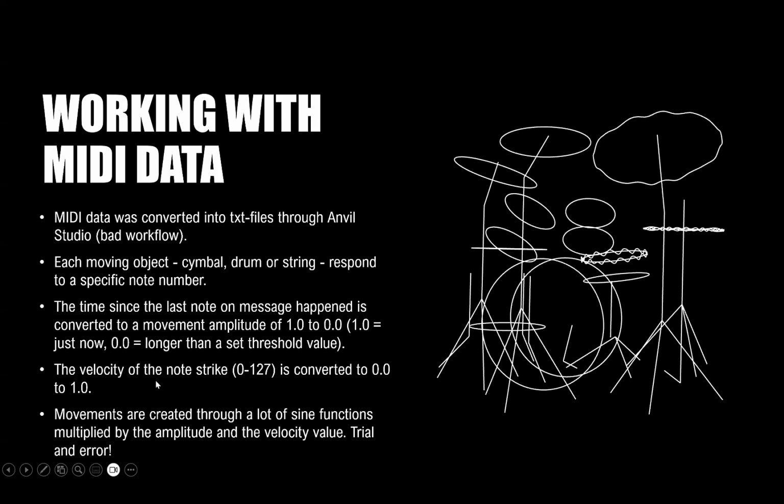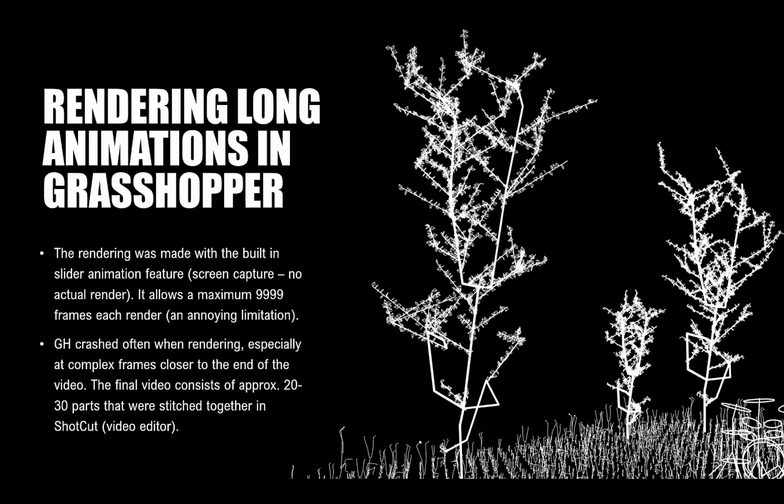So that basically means that if I hit the note really hard in the song, that will create more movement on the string or on the cymbal. And if it's a very soft hit, it will only be a tiny movement. And all the movements on the strings and on the cymbals are just some crazy sine functions that have nothing to do with reality or real physics. I just tried it out until it looks cool. It has absolutely nothing to do with anything other than the pure aesthetics of the video.